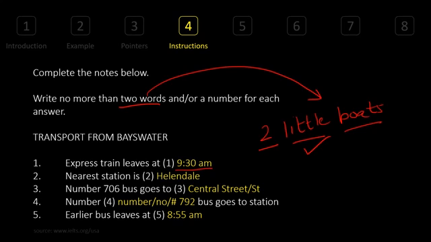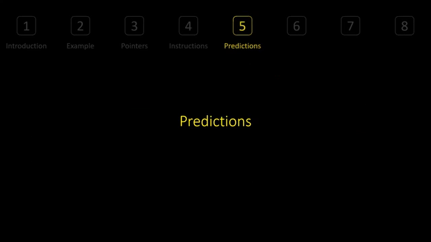Good. And it is really important. If in case it comes like you have only 1 word to write, you cannot write 2 words. Remember that. Now moving ahead, we have to predict. Prediction is important. What is the meaning of prediction? Let's see.